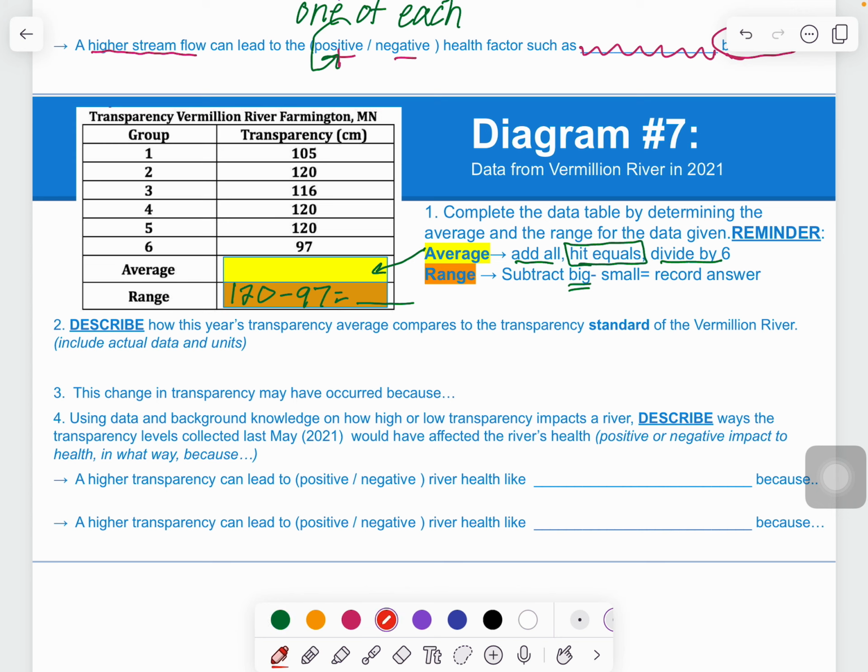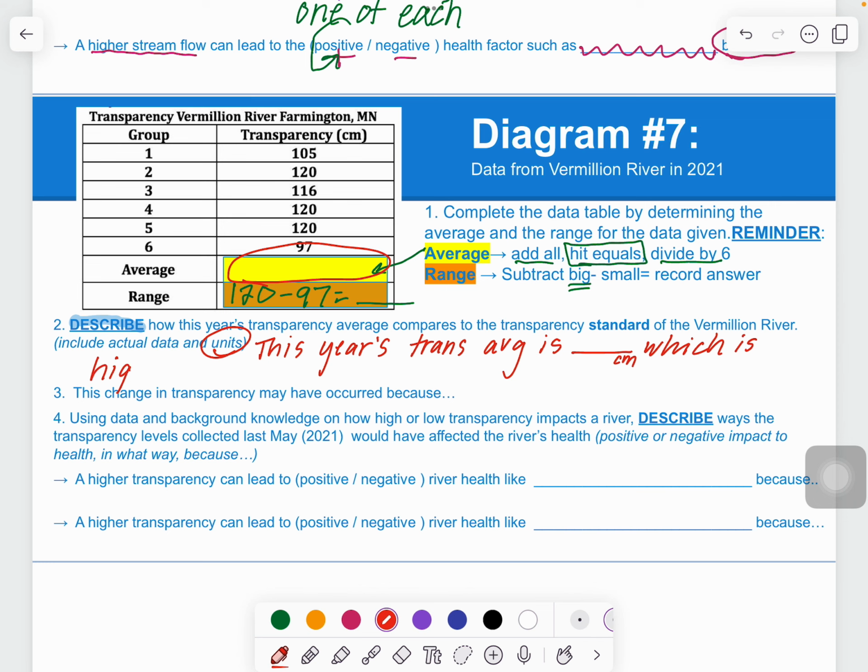Now we're starting out with a describe. So we know that's a sentence starter. How does this year's average compare to transparency of the past? So we can say something like, this year's transparency average is your number, which is, oh, that's centimeters, right? Got to make sure I put my units in.